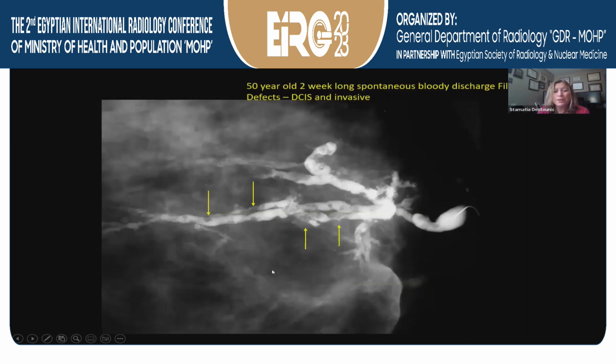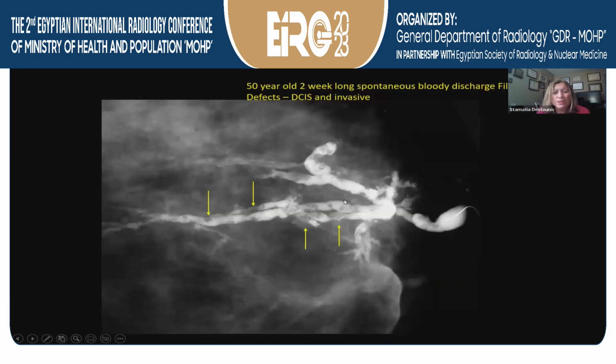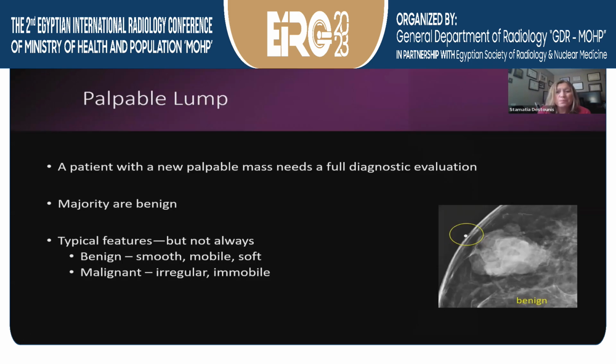This was papilloma. This is a 50-year-old. She's had bloody discharge for 2 weeks. That's spontaneous. Multiple filling defects, right? Let me go back. I'm sorry, went too fast. Multiple filling defects all through this dilated ductal system, multiple non-filling. So this was ductal carcinoma in situ and also invasive cancer on biopsy.